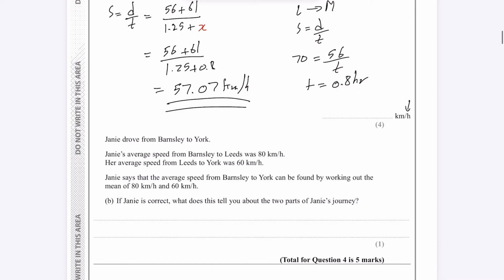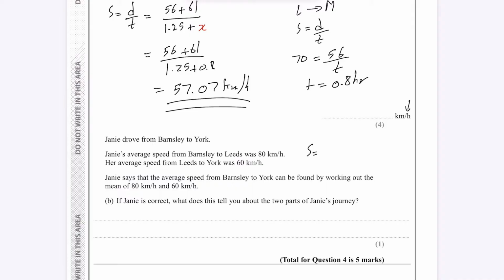Next question. Jamie drove from Barnsley to York. Jamie's average speed from Barnsley to Leeds was 80 kilometers per hour. Her average speed from Leeds to York was 60 kilometers per hour. Jamie says that the average speed from Barnsley to York can be found by working out the mean of 80 kilometers per hour and 60 kilometers per hour. If Jamie is correct, what does this tell you about the two parts of Jamie's journey?